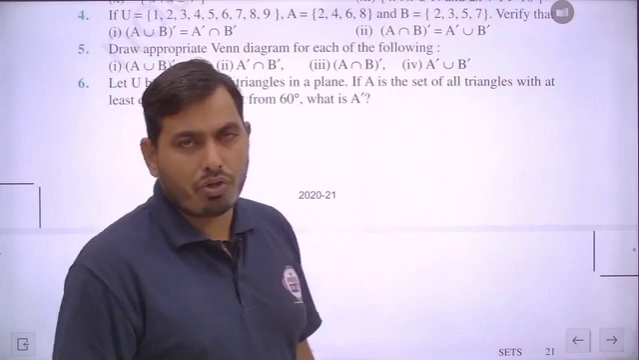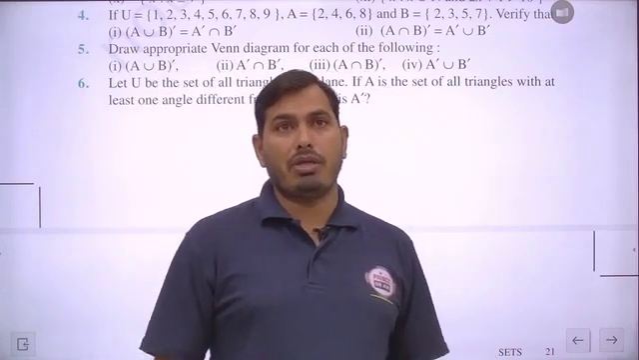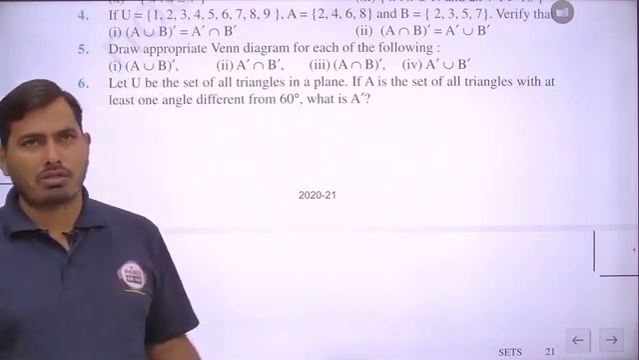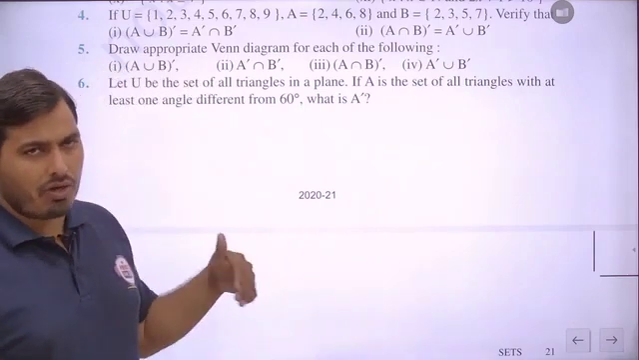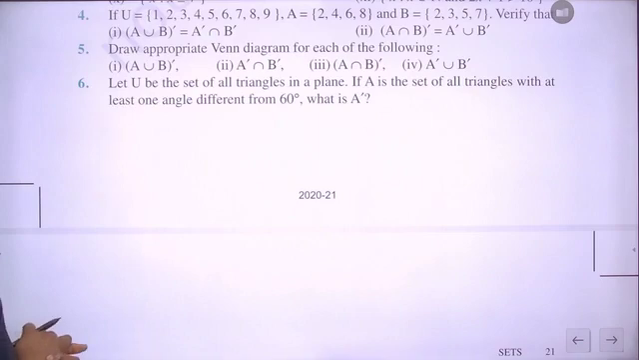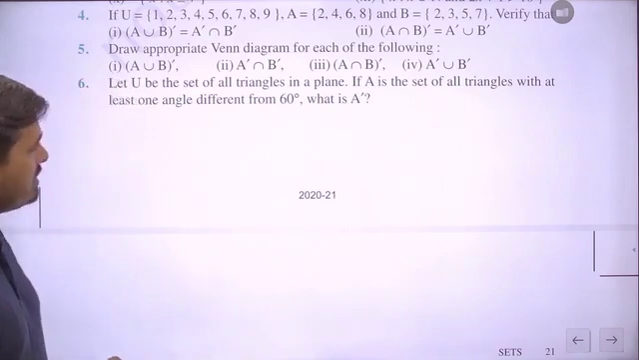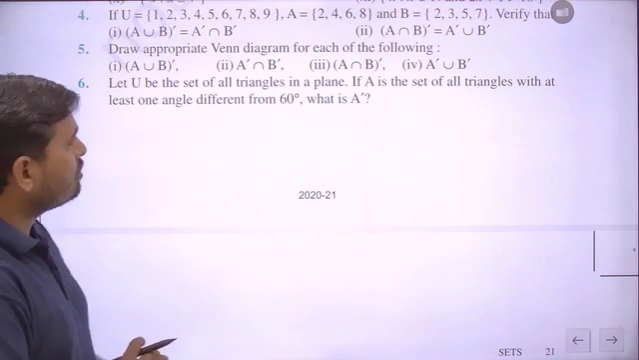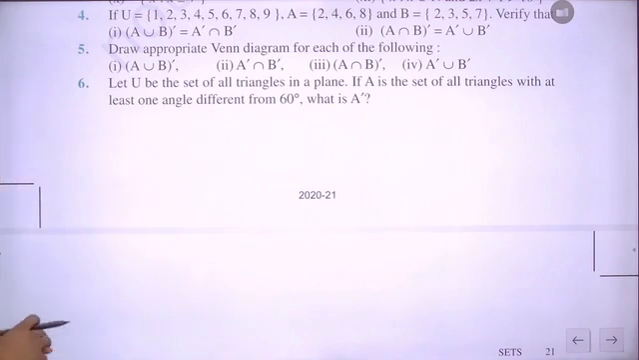Student, in the theory part we have already discussed De Morgan's law: what the basic De Morgan's laws are and how the verification of these laws is to be done. Each and everything we have already discussed, but again we have to see this question where the universal set is taken as 1 2 3 4 5 6 7 8 9, set A is 2 4 6 8, and set B is 2 3 5 7. Is it clear? And verify both the De Morgan's laws.